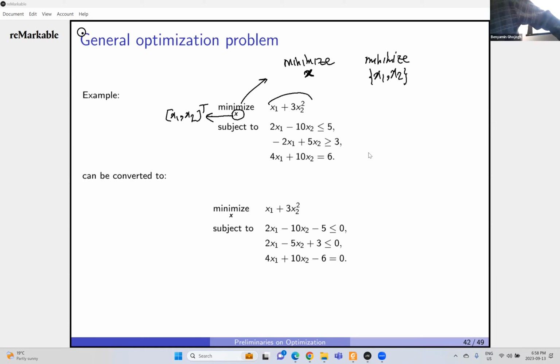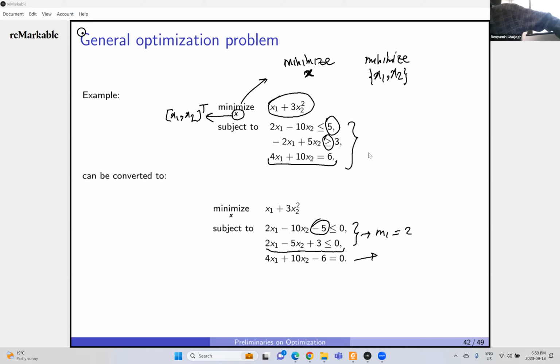Then, this is the cost, but I have several constraints. So I can bring this 5 to the other side here. Also, I have greater than or equal to, so I can multiply the sides by -1. Therefore, I will get this. I multiplied the sides by -1, and then I moved 3 to the other side, right? Also, this is the equality constraint. So in this case, m1 is 2 and m2 is 1, right? I have 2 inequality constraints and 1 equality constraint. Agreed?